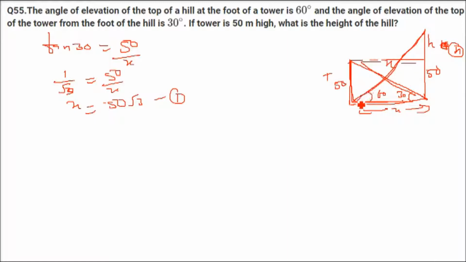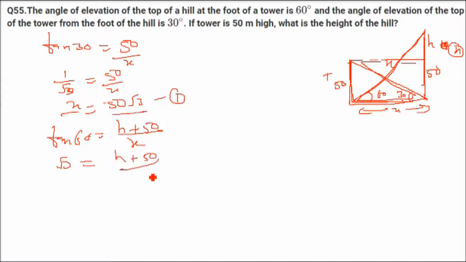Now coming to the second triangle, what do you get? Tan 60 degree will be equal to, now this whole we don't know, so we have to add this h plus 50 by, again x, because for this whole triangle x is there. Because we have to find the height of the hill, we are going to eliminate this x. Tan 60 is root 3, h plus 50, and x we will write as 50 root 3.